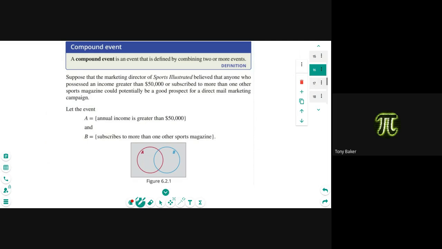At the bottom, anybody know what that's called? That is a Venn diagram. You're going to see those. Those come up quite often when we're looking at probability. And so we have the event A and event B, and there was a little overlap in between those two.